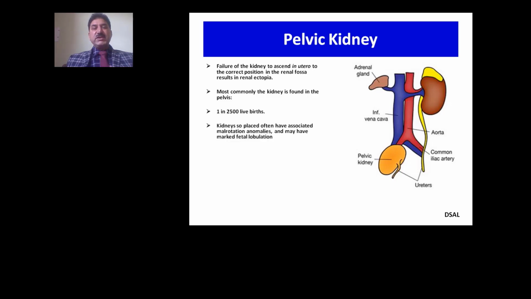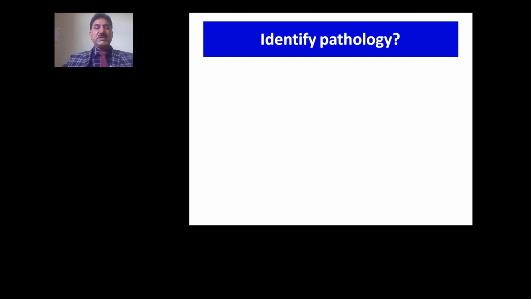Its incidence is 1 in 2,500 live births. Kidneys so placed often have associated malrotation anomalies and may have marked fetal ablation. Pelvic kidney frequently becomes hydronephrotic as a result of an anterior placed ureter and an anomalous arterial supply. An associated pelvic ureteric junction obstruction is often present.